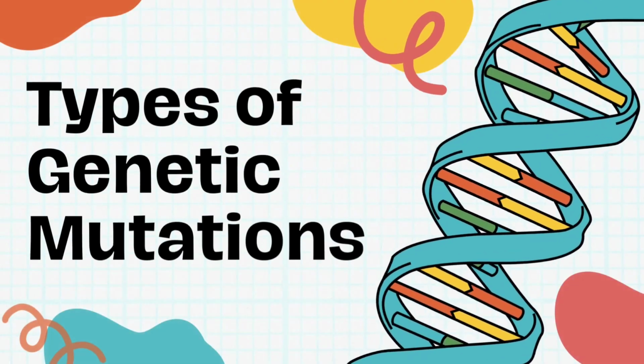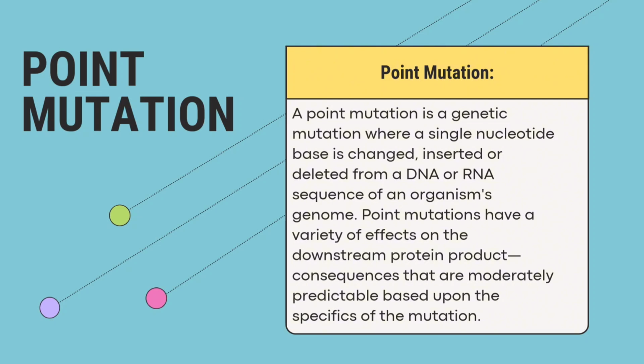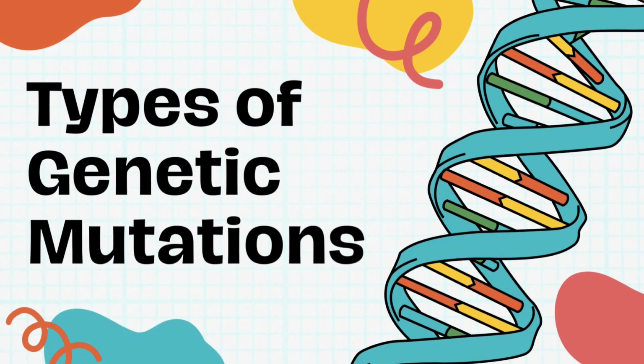Moving forward, let's delve into the different types of genetic mutations. What is a point mutation? A point mutation is a genetic mutation where a single nucleotide base is changed, inserted, or deleted from a DNA or RNA sequence of an organism's genome. Point mutations have a variety of effects on the downstream protein product, consequences that are moderately predictable based upon the specifics of the mutation. What are the types of mutation?